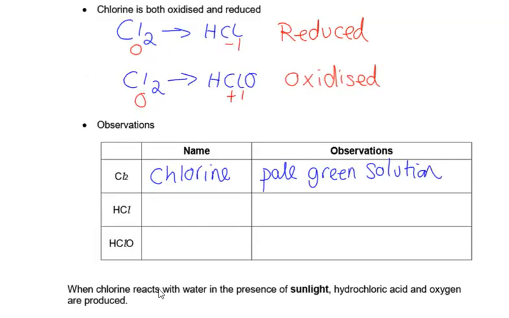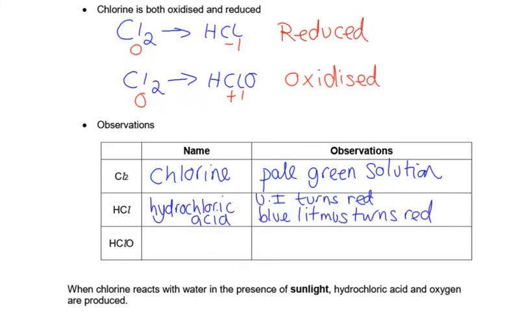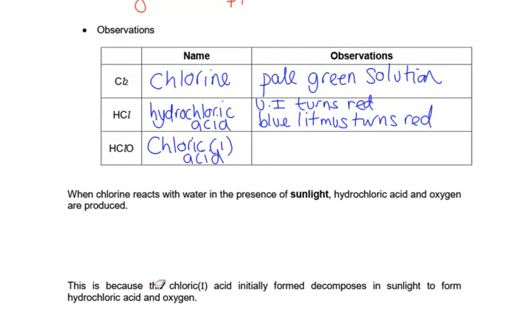You could test for the HCl because it's an acid, so you could use universal indicator paper or blue litmus. Both universal indicator and blue litmus would turn red. The HClO, the chloric acid, would then start to bleach, so it would bleach your litmus paper or your universal indicator paper. So it would start to disappear the colour.